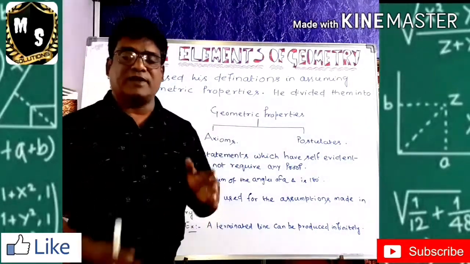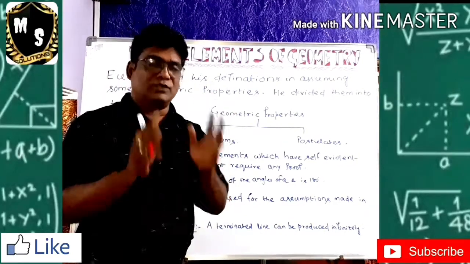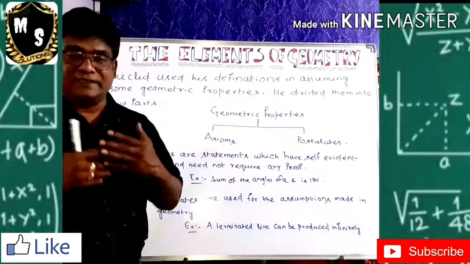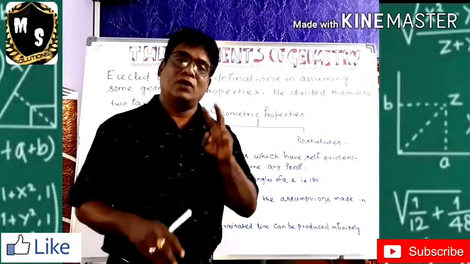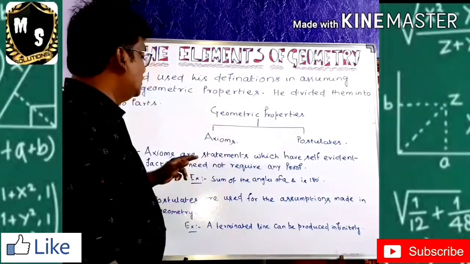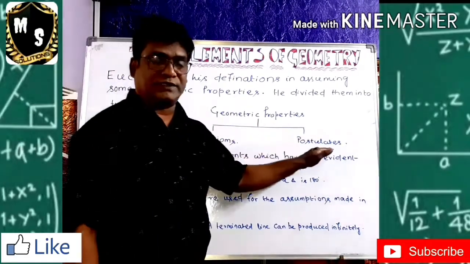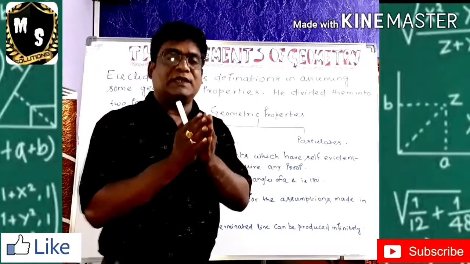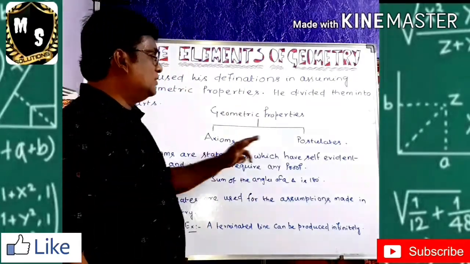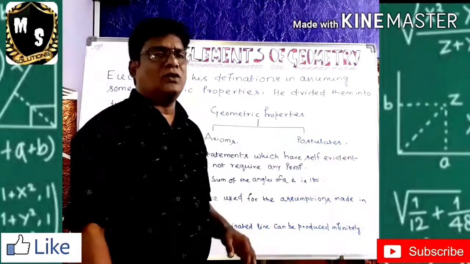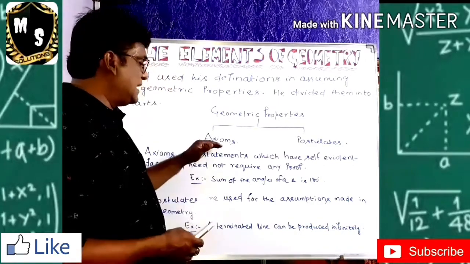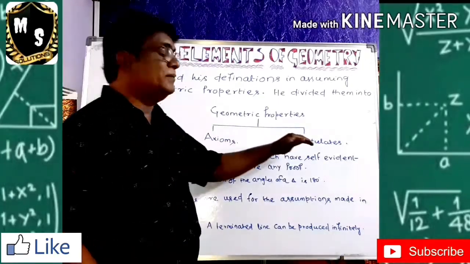What did he divide? He assumed some properties by taking his definitions. After taking his definitions, he divided them into two parts. What are the two parts? The two parts are the axioms and the postulates. One is called an axiom, another is called the postulates. So these are very new words for you now. Let's discuss this. What is an axiom, and what is a postulate?